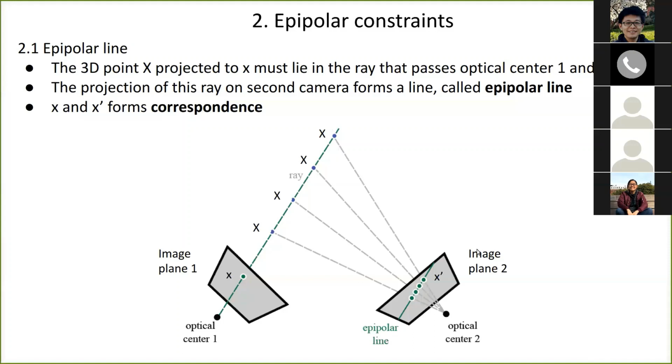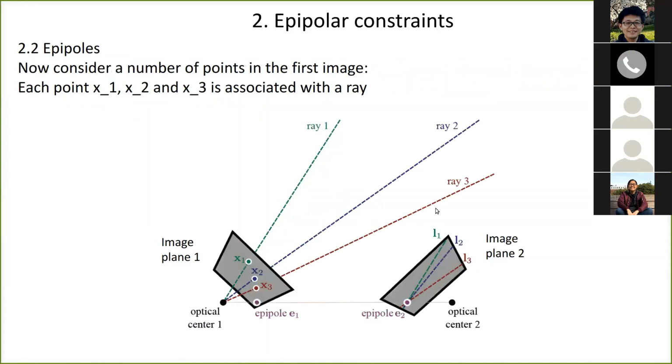We all know that finding the correspondence is vital to get the camera pose. And for later geometry relationships, we all need correspondence. So in order to find the correspondence, we can take advantage of the epipolar constraints, the epipolar line.